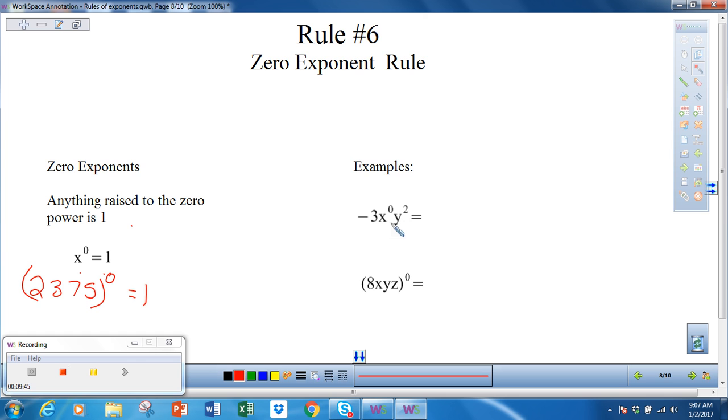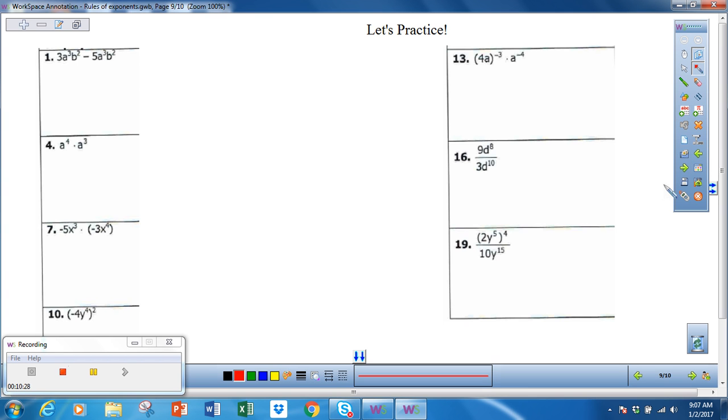So you want to write these examples down. Negative 3x to the 0, this becomes 1. So now I have negative 3 times 1 times y squared, which of course I can just write as negative 3y squared. Now, the reason I only raised this to the 0 is because it was not in parentheses, so this 0 only applied to the x. However, in this case, since we have parentheses around here, the 0 applies to everything, so the answer to that is simply 1. Okay? So, you go to the next page in your packet. We're going to do some examples.